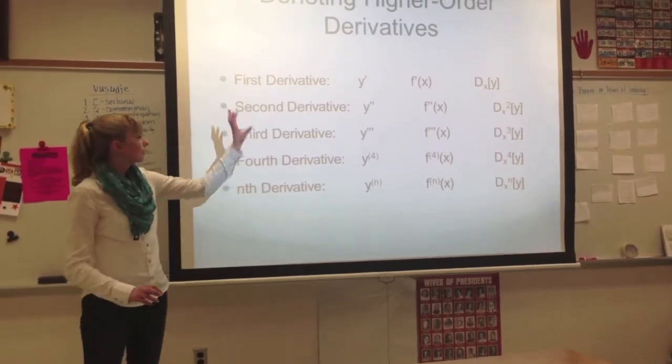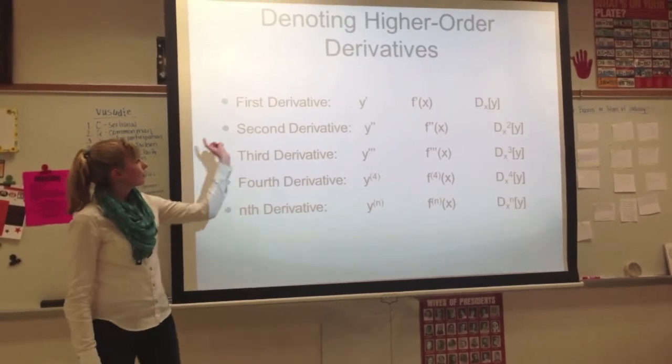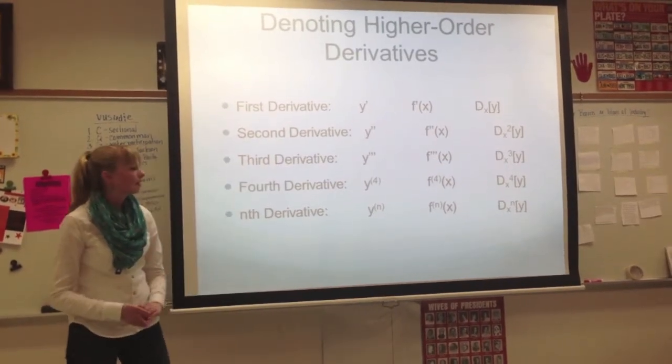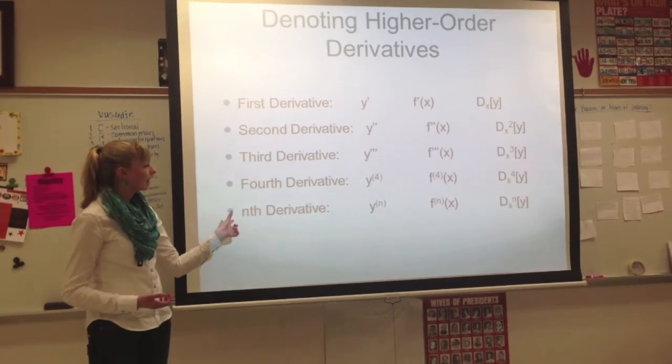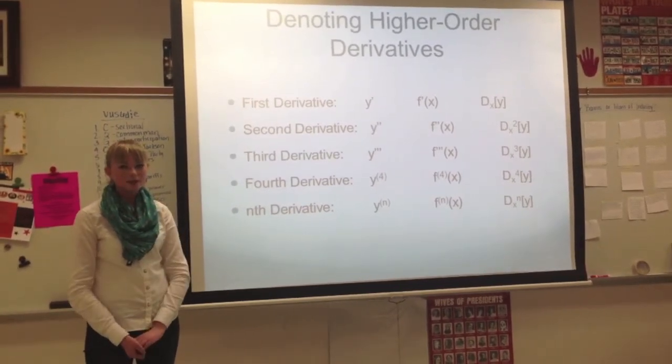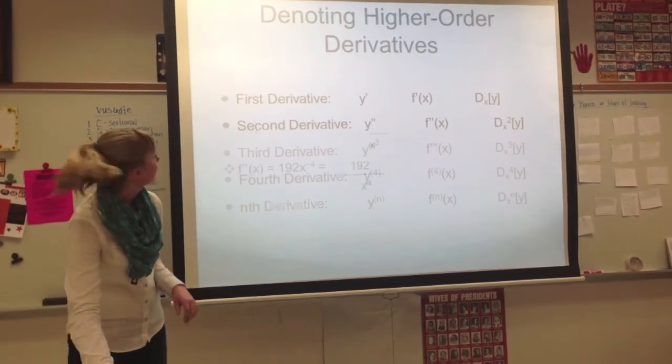So this is how you would see higher order derivatives written. So of course you have your first derivatives that you're pretty familiar with by now, and then second, third, fourth, and then nth, which is just substitute in a number for n. And that's how you denote higher order derivatives.